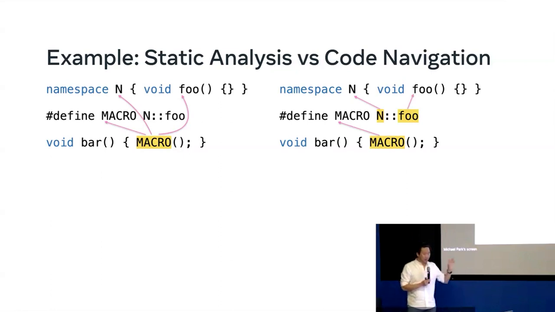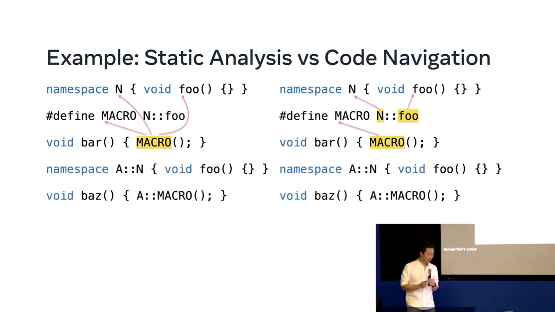And on the right, you might actually ask, well, are these just like functions, where if bar calls macro and macro calls foo, then transitively bar will call foo, right? The problem is macros are much more evil than functions, where you can add new code. At the bottom there, we have namespace A, namespace n, and a foo function inside that. And baz is going to call A::macro, right? So macro on the bottom is going to expand to n::foo. So baz is going to call A::n::foo. Everybody following?